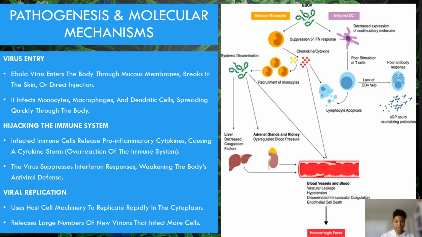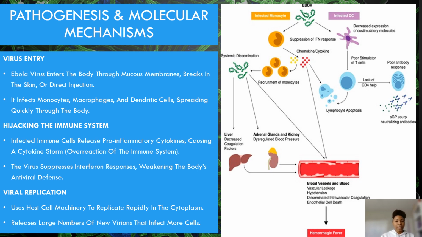We have the image here showing the infection of monocytes and dendritic cells. So following the pathway of the monocytes, we see suppression of interferon responses, then a resulting chemokine/cytokine production, and we have a recruitment of monocytes.